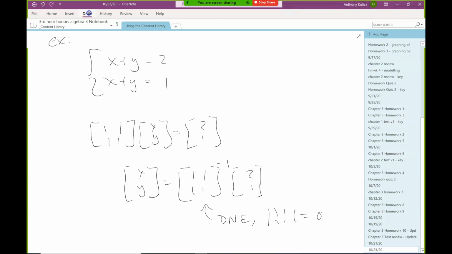Similarly, if I had something like this, what's the answer to this going to be? That's going to be infinitely many solutions, right? Because the 2 equations are essentially identical, right? One is just a scale multiple of the other. The same thing's going to happen, though, if I try to do the determinant. I get a 0 determinant there.